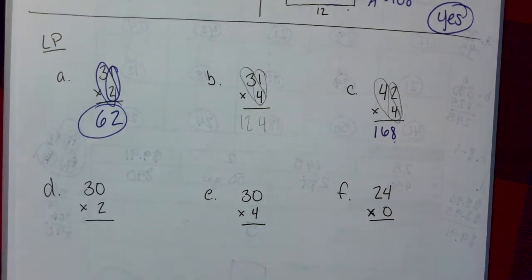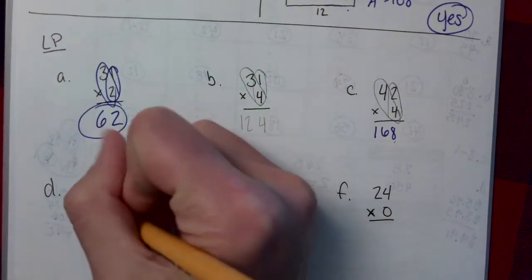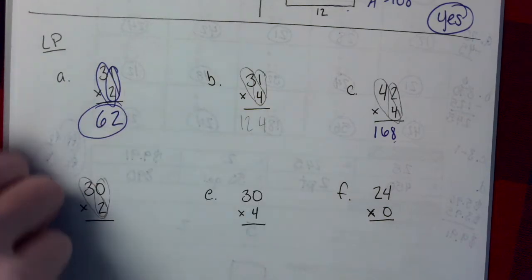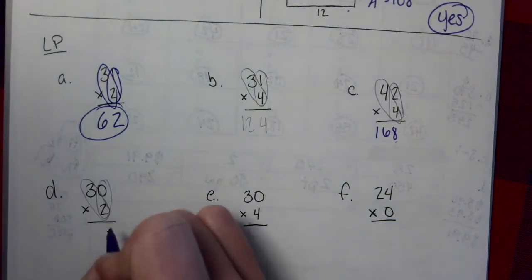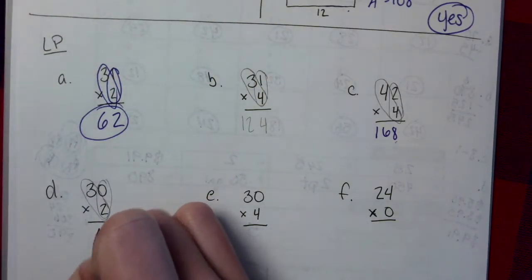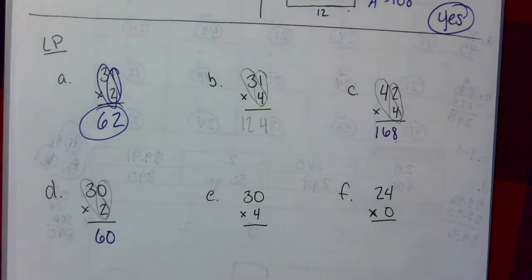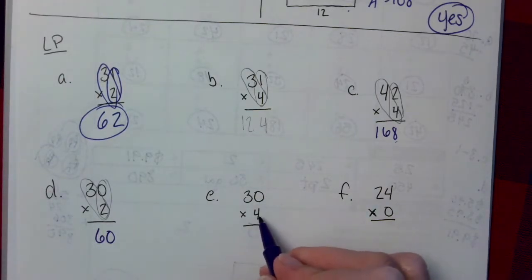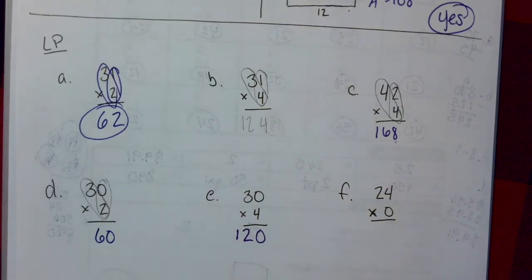Next, 30 times 2. 0 times 2, then 3 times 2. 0 times 2 is 0. 3 times 2 is 6. 30 times 4, 4 times 0 is 0. 4 times 3 is 12.